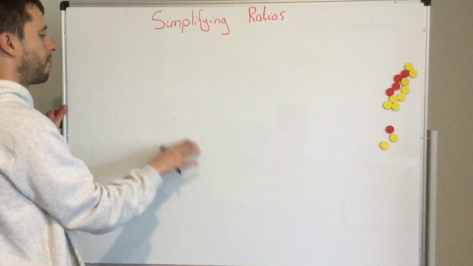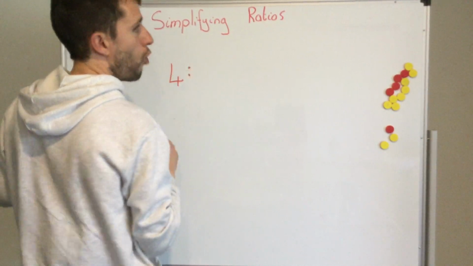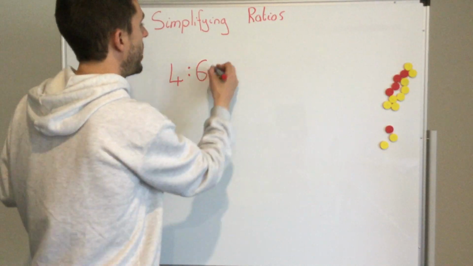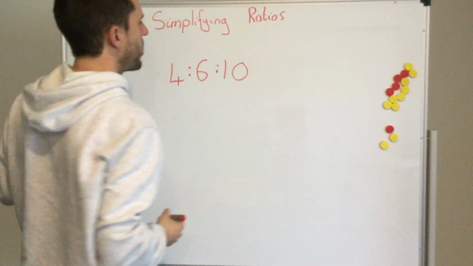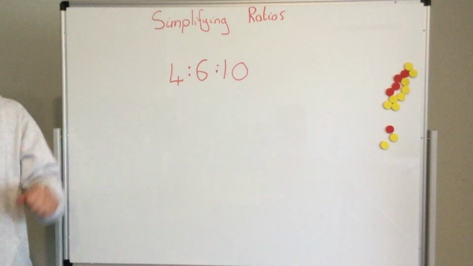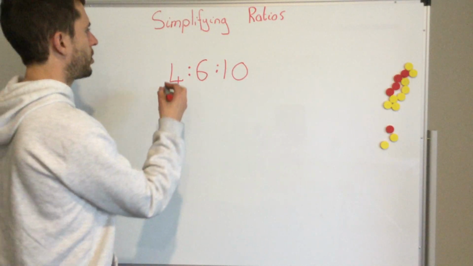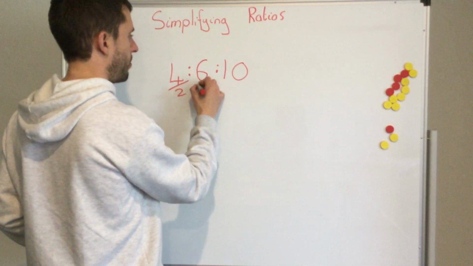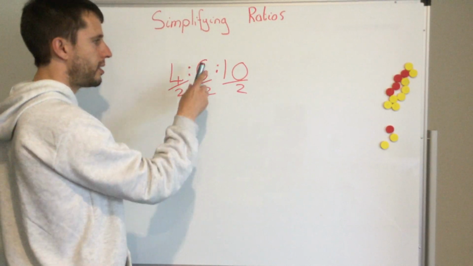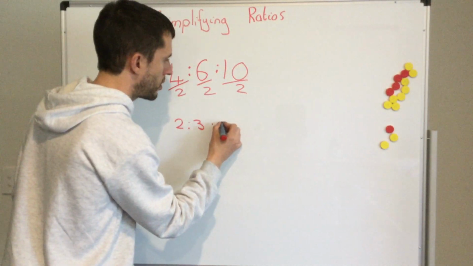So, for example, if I have 4 people that I've got blonde hair, 6 people that I've got red hair, and 10 people that have brown hair. Exactly the same thing applies. What is common between 4, 6, and 10? 2. So let's divide everything by 2. 4 divided by 2 equals 2. 6 divided by 2 equals 3, and 10 divided by 2 equals 5.